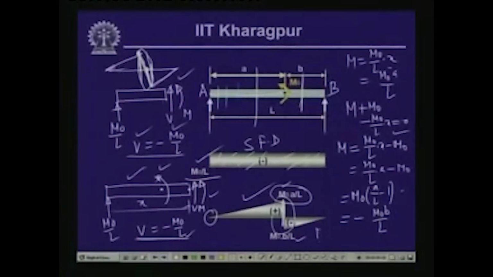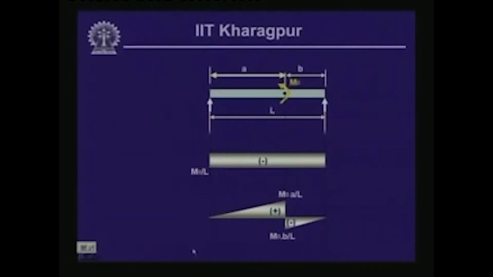So, this is the shear force diagram and this is the bending moment diagram with the magnitude of the moment and the shear values written over here. So, these are the bending moment and shear force diagrams for this kind of beam where the beam is subjected to a concentrated moment.